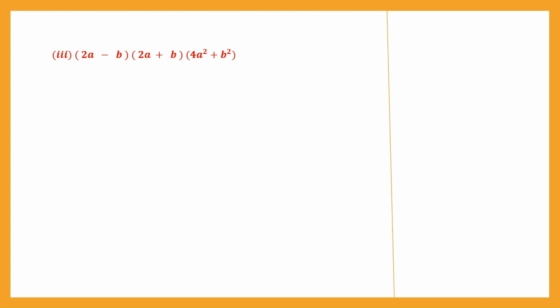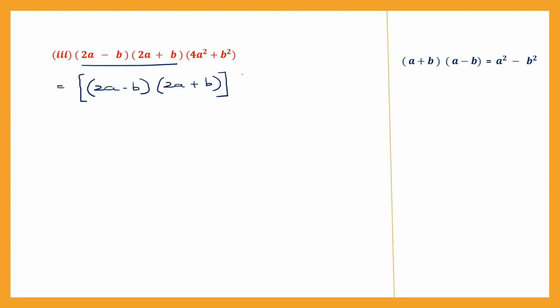Question 3. So let's see the three binomials, 2a minus b, 2a plus b, 4a square plus b square. So let's apply this formula for the first two, that is a plus b into a minus b equals a square minus b square, which we can apply for these. Because it is in that format, 2a minus b and 2a plus b. So let's begin. So 2a minus b into 2a plus b. We are taking the first two binomials alone now, into the third binomial, which is 4a square plus b square.